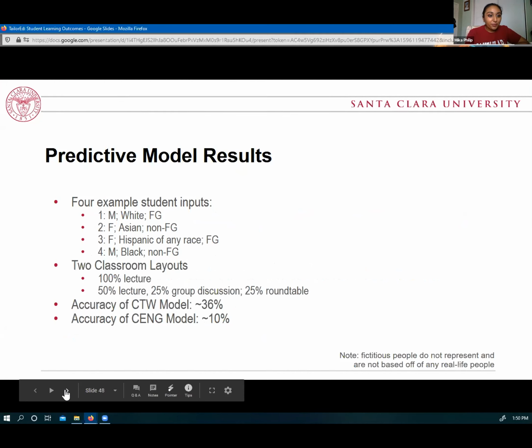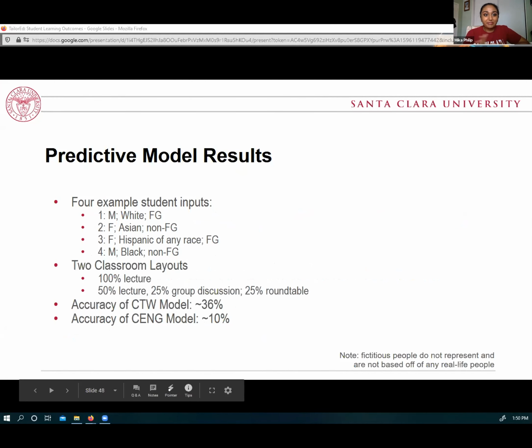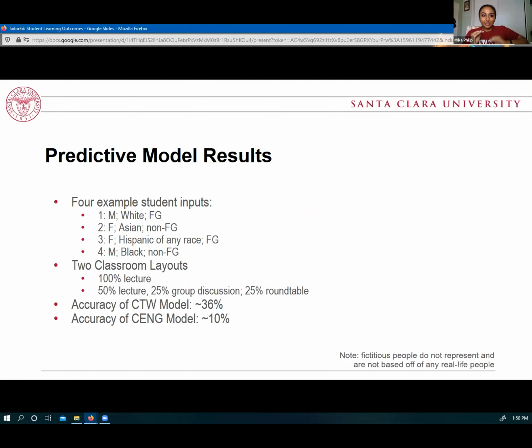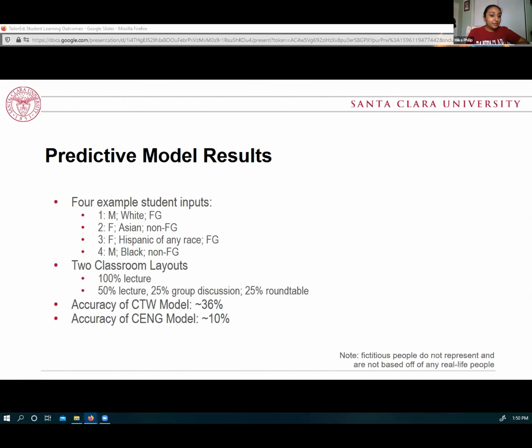So as a demo, we'll go through an example. I came up with 4 fictitious students. Note, they're not based on anyone. They're just random ones that I came up with in my mind, which I thought were diverse. They hit all 3 targets. We're also going to see how they perform in 2 different classroom layouts, CTW and civil engineering. With CTW, the accuracy was around 36%, but with civil engineering, the accuracy was around 10%, and we'll soon see why.